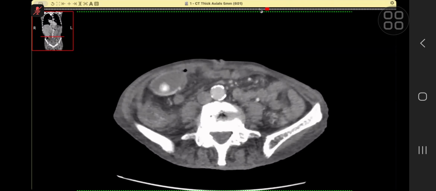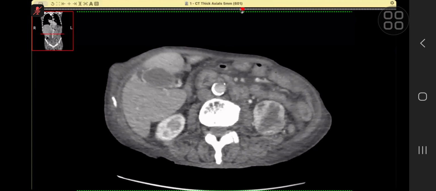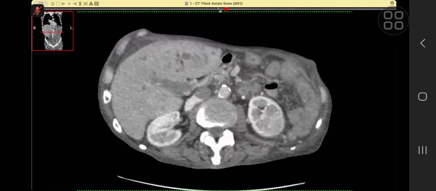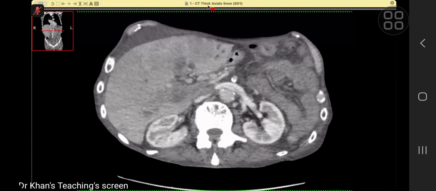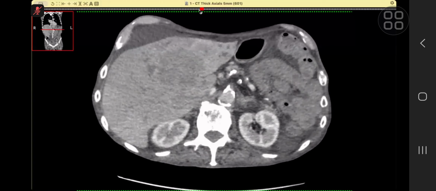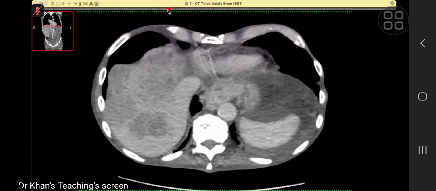There is also evidence of a large gallstone seen in the gallbladder. There is evidence of a filling defect seen in the portal vein, suggestive of portal vein thrombosis. There is also evidence of perihepatic and perisplenic free fluid. Bilateral minimal mild pleural effusion is seen.